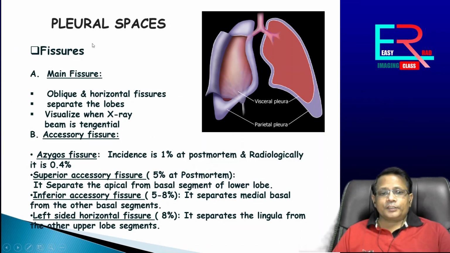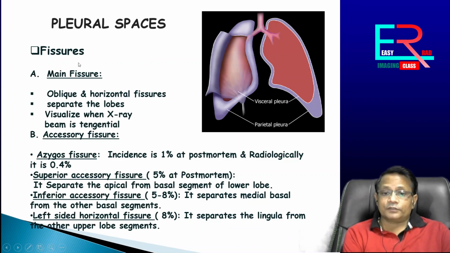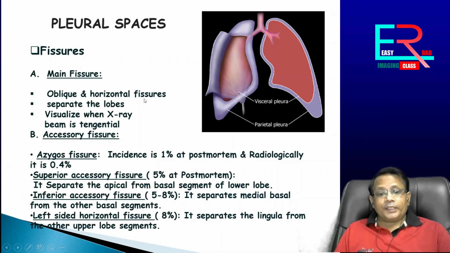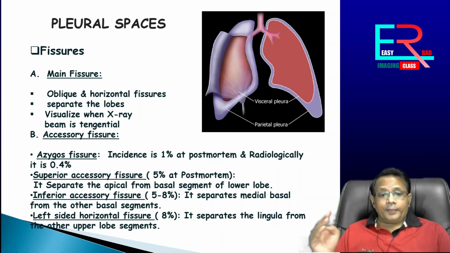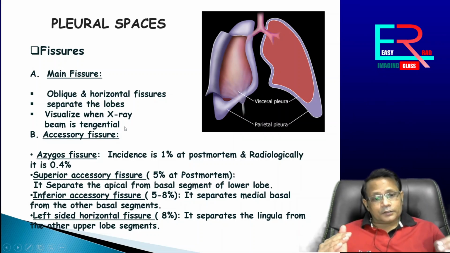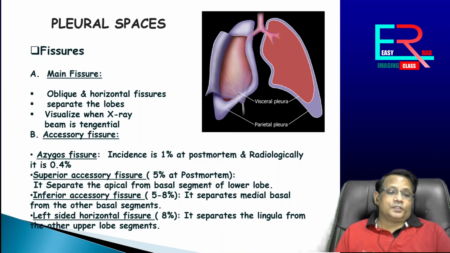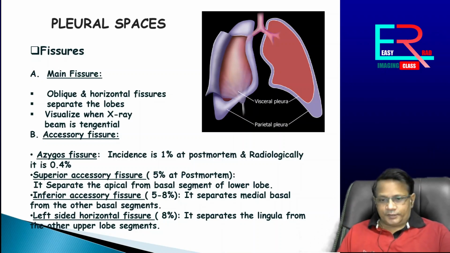Then come to the important part, that is the pleural spaces. Directly we can't see the pleural spaces on the frontal or lateral chest X-ray, but we may find the fissures. So see, the main fissures are the oblique and horizontal fissures. They separate the lobes on the right side. They separate the upper and middle lobes from the posterior lower lobe, and on the left side it divides the lower lobe from the upper lobe. Okay, so we can see these fissures only when the X-rays traverse tangentially through them. Otherwise, we can't see them on routine chest X-rays.